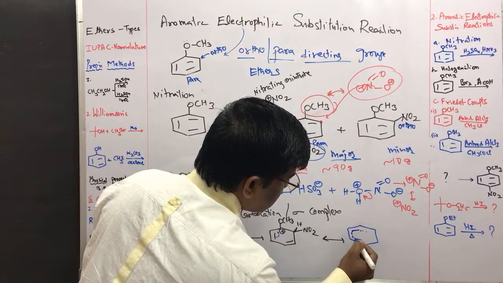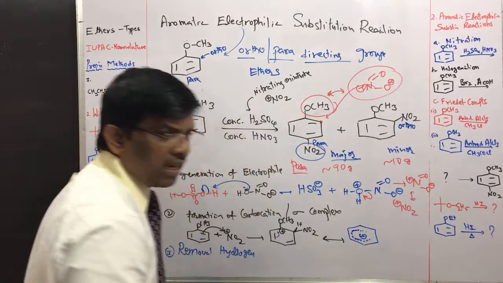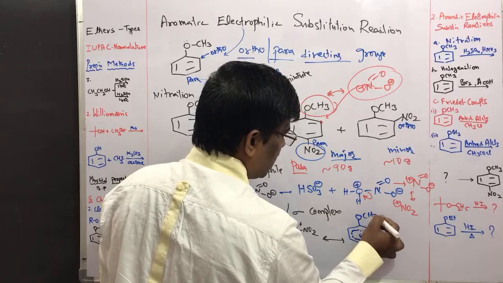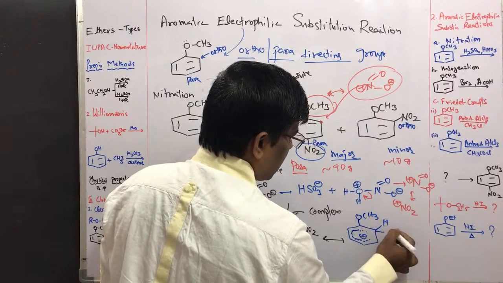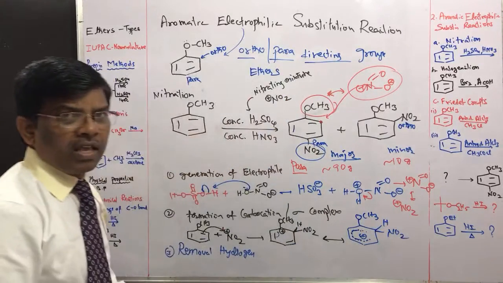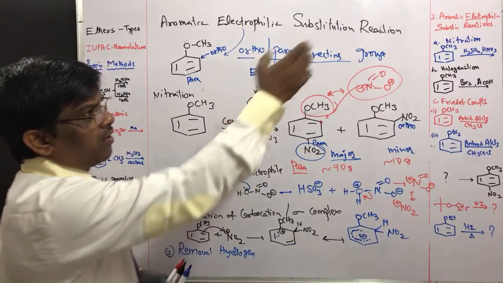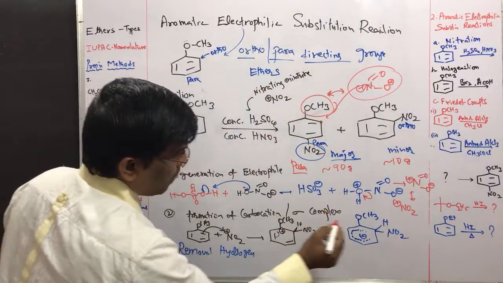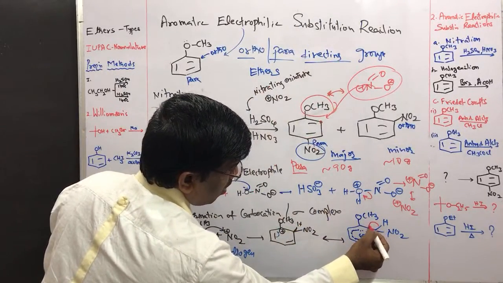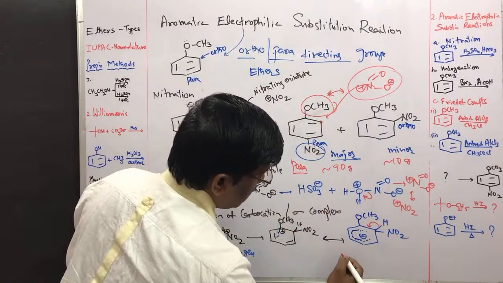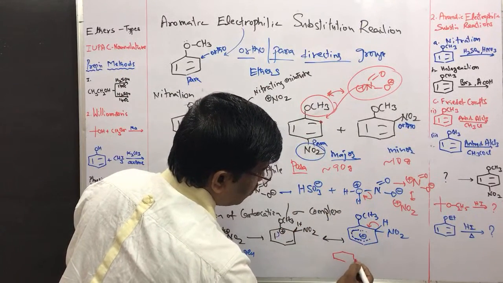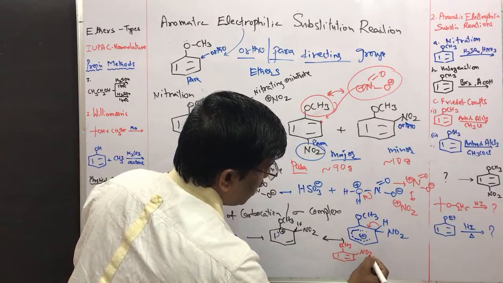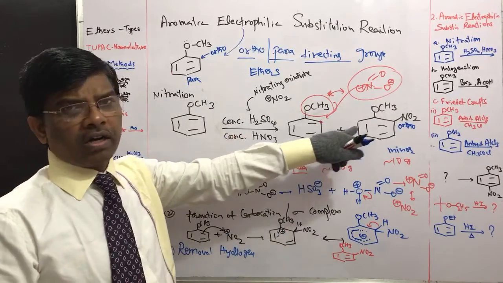I can write it like this. The positive charge is resonating in the benzene ring, and this methoxy is there, and hydrogen is there, and the electrophile is NO2. This is a common mechanism, students, even for your Friedel-Crafts reaction also. Right? Now the third step is removal of hydrogen, to give, in this case, ortho OCH3 and nitro, and in the same way you can write the para product also.